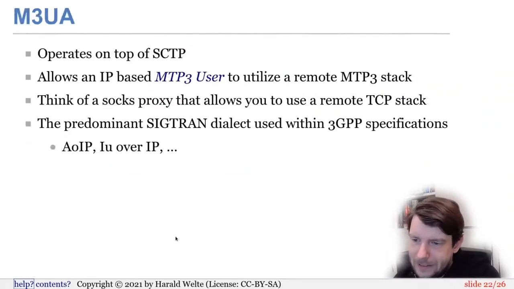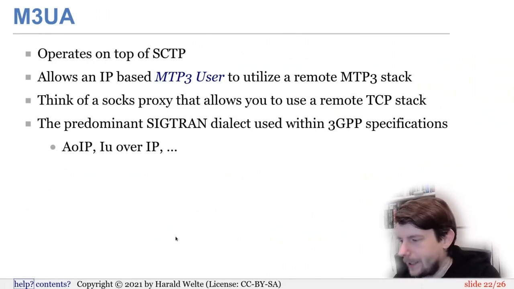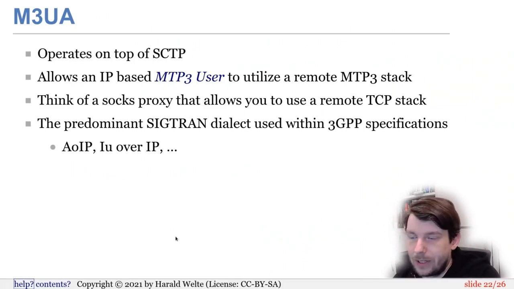So M3UA now operates on top of SCTP, and it allows the MTP3 user to utilize a remote MTP3 stack. So it is not really extending an SS7 network over IP, but it is allowing an external application to utilize an SS7 network, or utilize the MTP3 stack on a remote SS7 node.